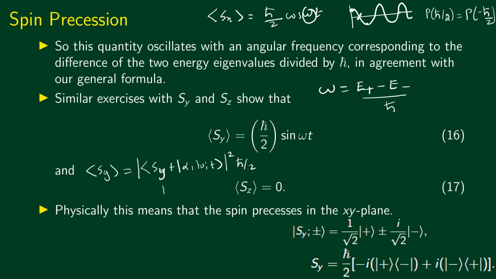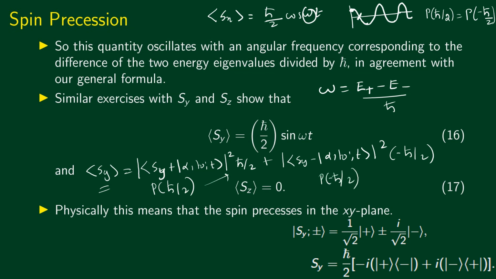So this is P of h bar by 2 multiplied by h bar by 2, plus P of minus h bar by 2, which would be the modulus squared of bra Sy minus, ket alpha comma t0 at time t, multiplied by minus h bar by 2. This would give the expectation value for Sy. This is simply again P of h bar by 2 multiplied by h bar by 2 plus P of minus h bar by 2 multiplied by minus h bar by 2.